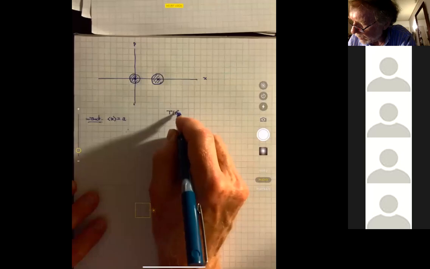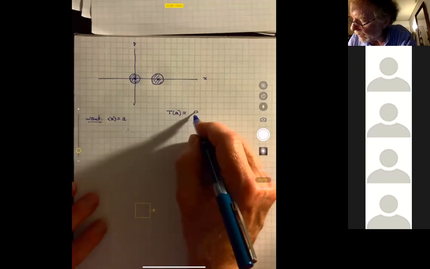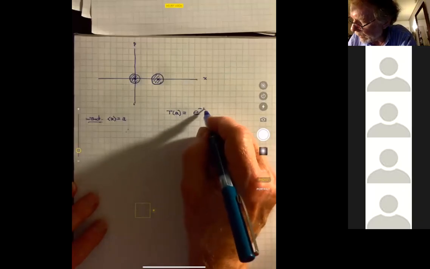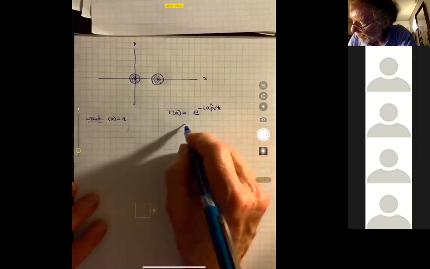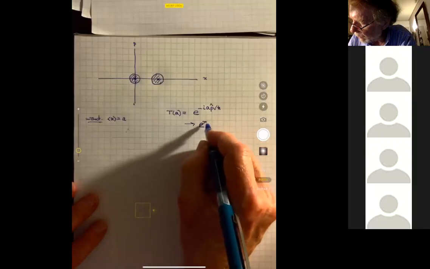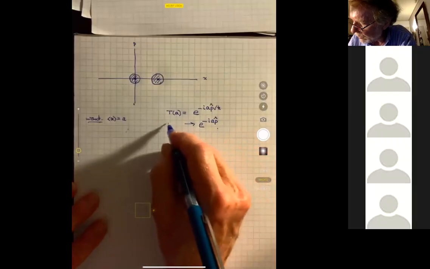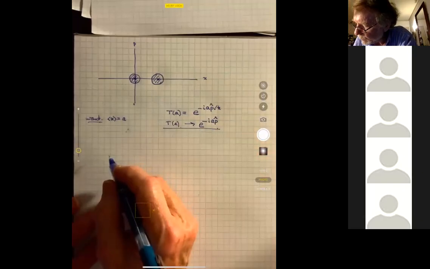I'll remind you of our translation operators we discussed earlier in connection with the momentum. In the one-dimensional case, T of A was defined as e to the minus I times A times P hat divided by H bar, except here we're setting H bar equal to 1, so I'll write it as e to the minus I A P hat for the discussion tonight.